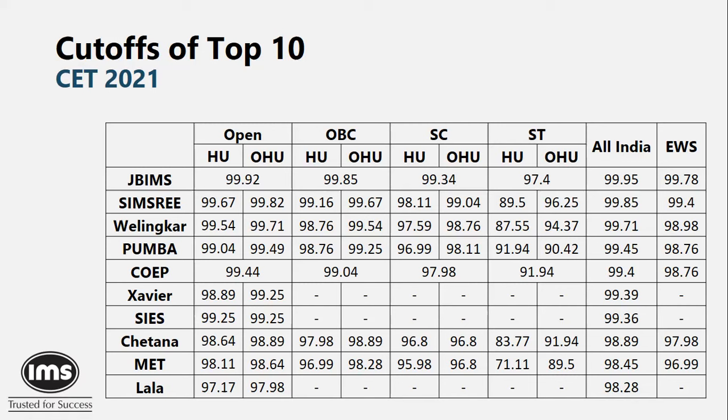If you're OBC, again, there is no HU split at JBIMS, but for others, we have given the split. So let's say you are somebody who has got a 99.5 percentile, you're a home university candidate, and an OBC candidate. Then Sydenham is something that can potentially work out, considering last year it closed at 99.16. So that is how you look at this entire table for your own category.